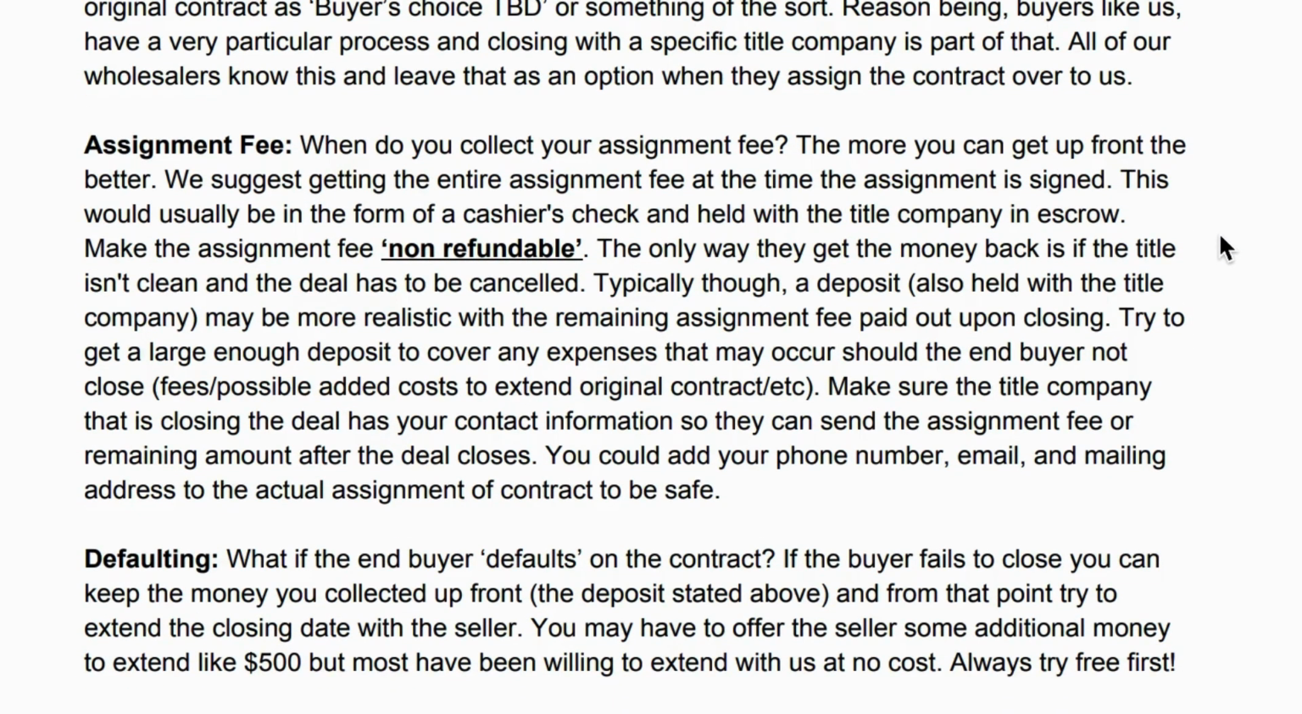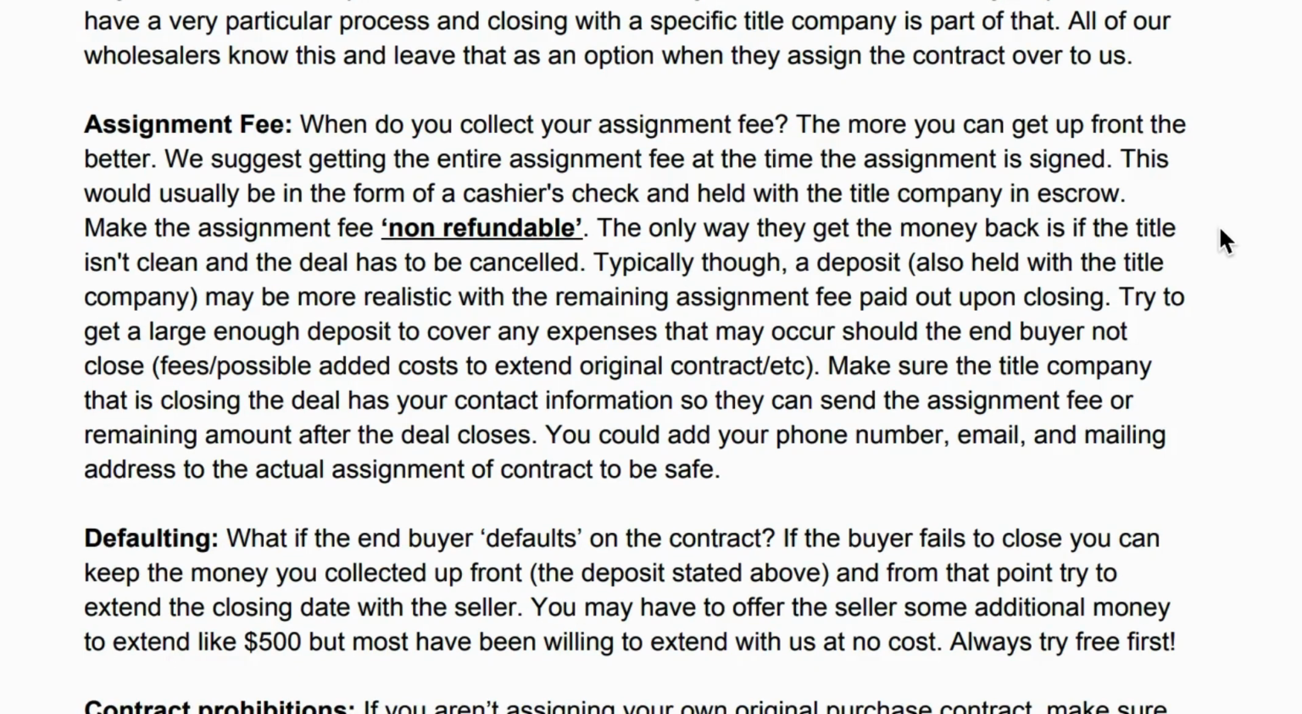The more money that you can get up front, the better. We suggest getting the entire assignment fee at the time the assignment is signed. So this would usually be in the form of a cashier's check, and it's always held with the title company in escrow. So you don't get it right away, but you will get it when the deal closes. And that's just to make sure that earnest money is there.